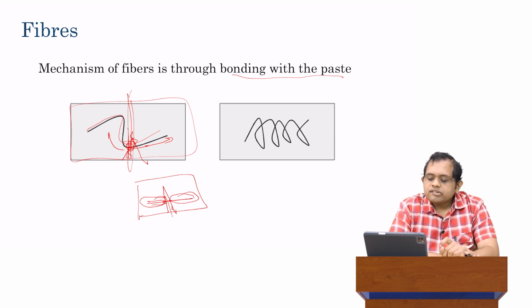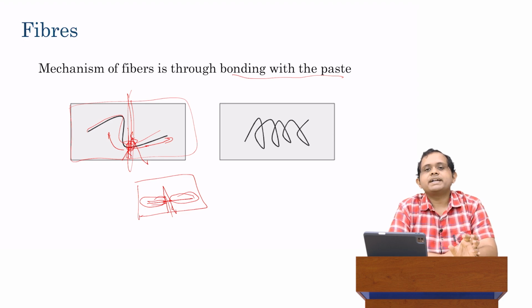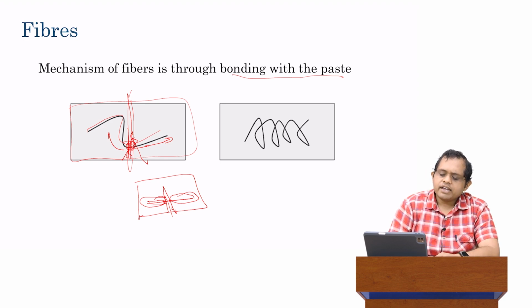What you will also see is that the bonding with the cement is a function not just of the material of the fiber as well as the material properties of the paste. It's also a property of the length of the fiber. The longer the fiber, the more length along which the bonding takes place, and therefore the greater force required to break that bonding.